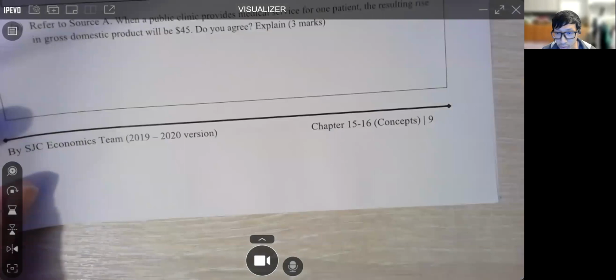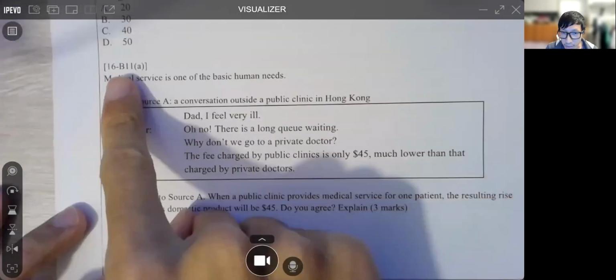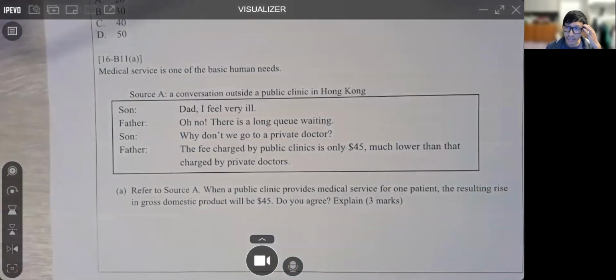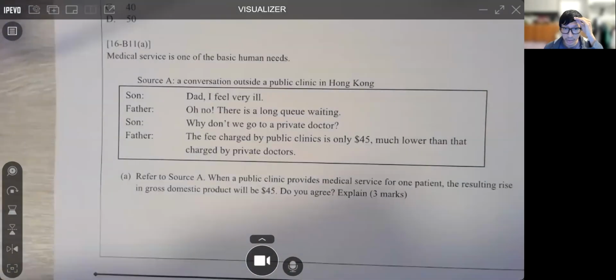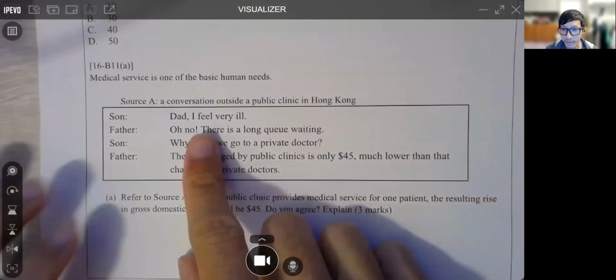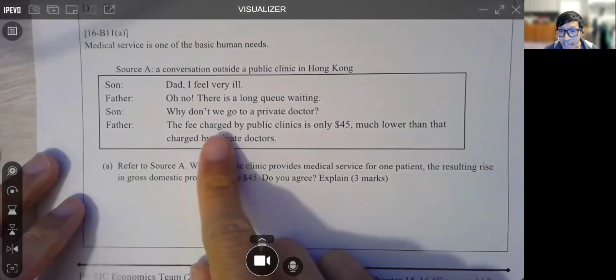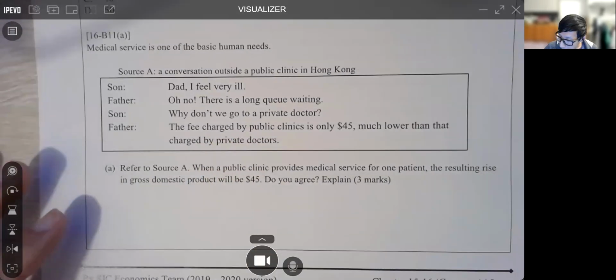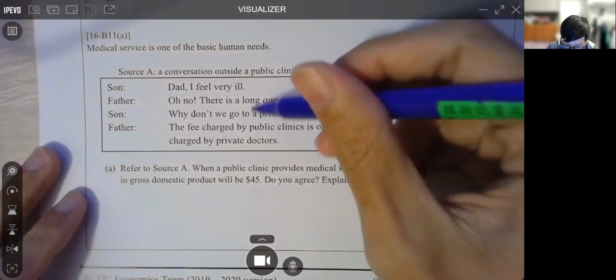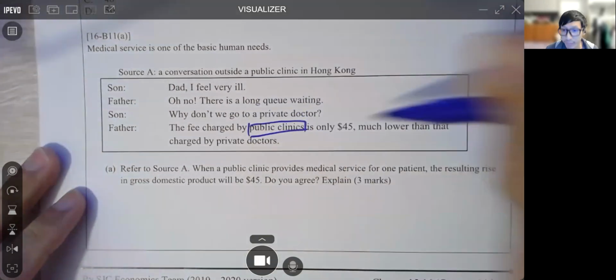But for now, there is one very important question that we need to deal with in your note, and that would be page 9 of your note. This question, 2016, section B, question 11, part A. Okay, now here, you see there is a very short passage, right? The fee charged by public clinics is only $45.